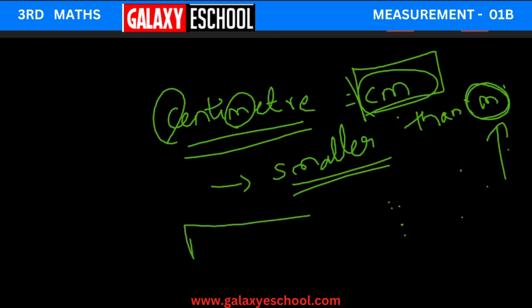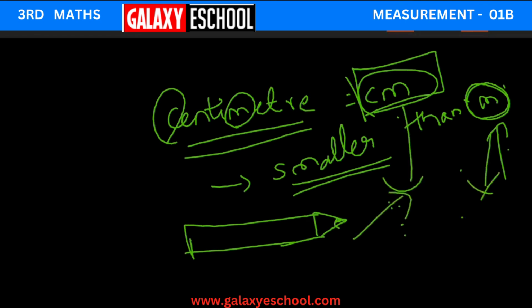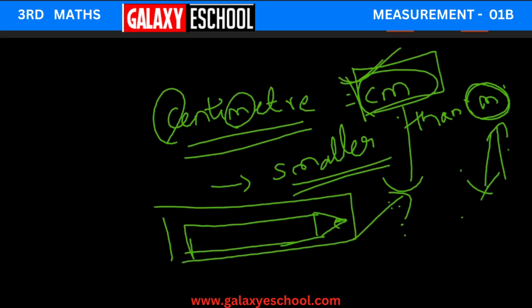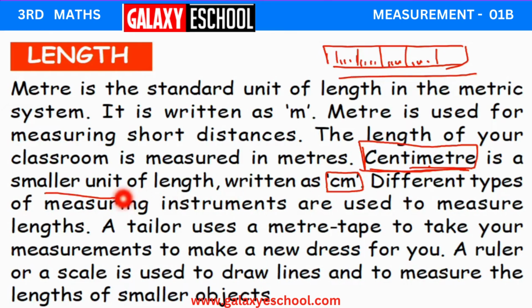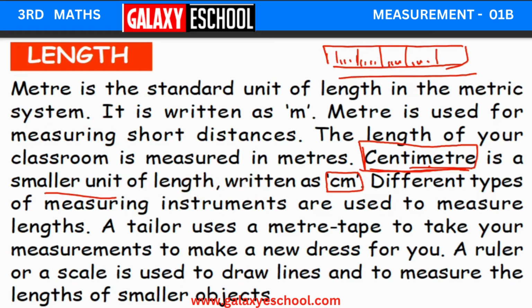Now whereas if I have a pencil, children, and I want to know the length of this pencil, which measure can I use? Centimeter or meter? I'll go for centimeter. It is an object of shorter length, so I'll choose centimeter as my unit of measure here. What can we understand here now? Centimeter is a smaller unit of length when compared to our meter, and it is written as cm.